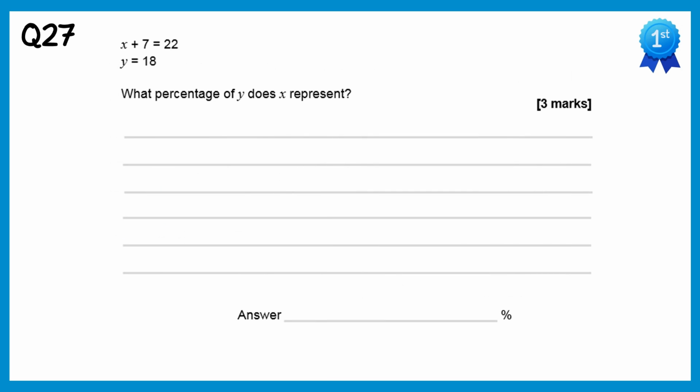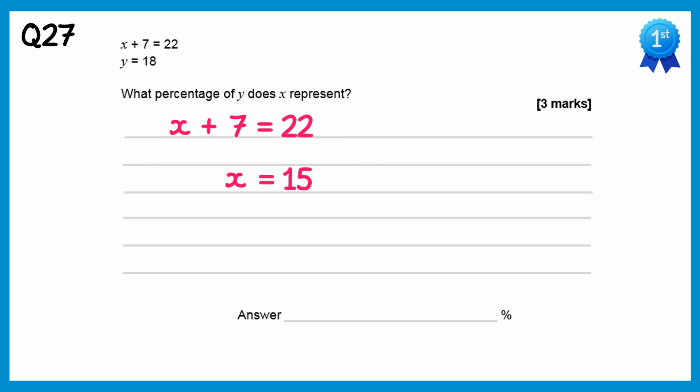The first thing to do in this question is find x. We're told x plus 7 equals 22, which is an equation we can solve. If we take 7 from both sides, on the left the 7's cancel, so we're left with x, and on the right 22 take away 7 gives you 15.